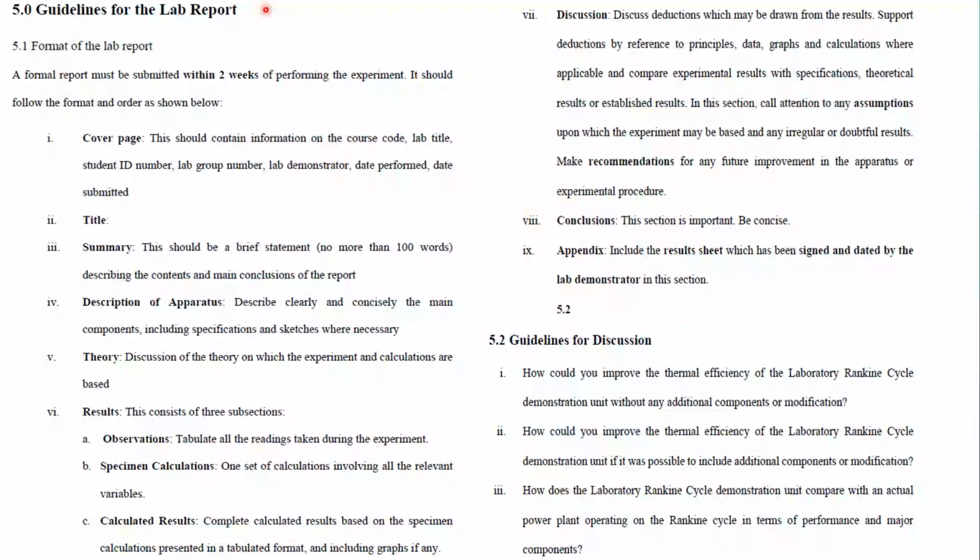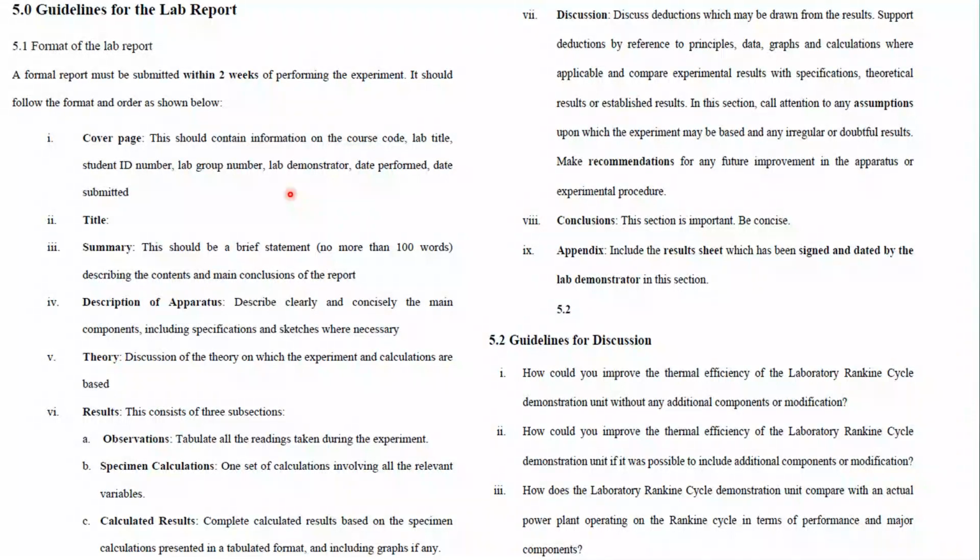Just some additional guidelines on how to go about producing a lab report. Everything here is pretty much self-explanatory in terms of the layout and the major headings. So you start with the cover page. You have information like your course code, your lab title, student ID, etc. Then your title; the title is located at the front of your lab script, so you can just copy it back. Now, the summary is usually done last.